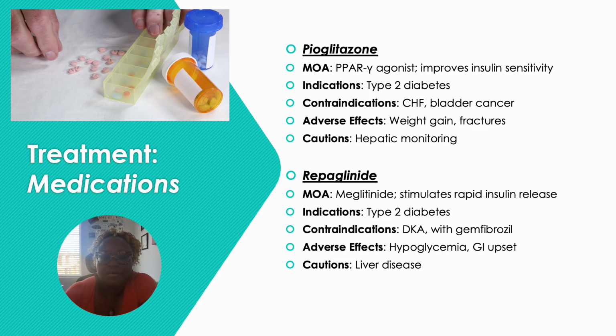Pioglitazone. The mechanism of action, this is a PPAR-gamma agonist. It improves insulin sensitivity. Indications are type 2 diabetes, contraindicated in patients with CHF and bladder cancer. Adverse effects, weight gain and fractures. We'll use this cautiously in patients with hepatic monitoring.